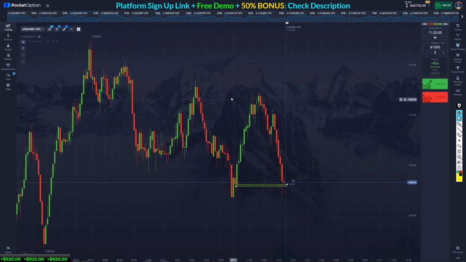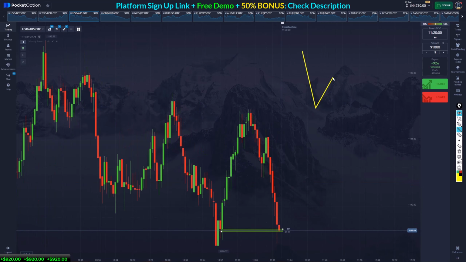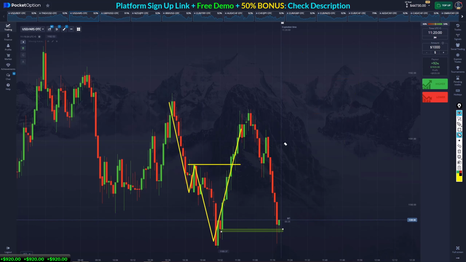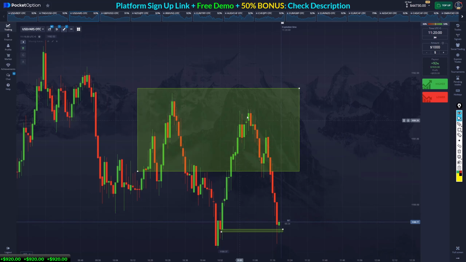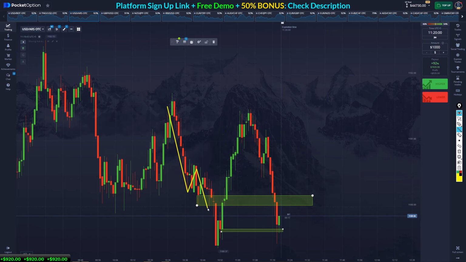Some of you might ask, what is a QM? The QM is pretty simple. We have been coming down, and all of a sudden we break the previous swing. After that we have this QM zone right down here. Okay, I can draw it right now, just like that. This is the QM zone and this is the pattern.